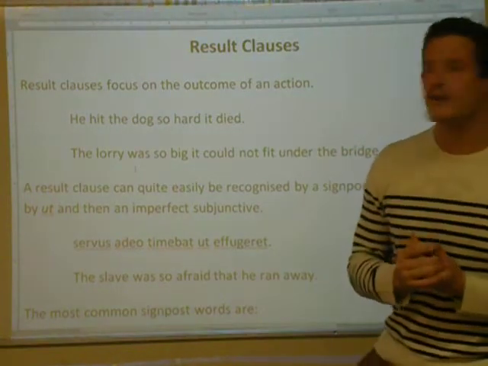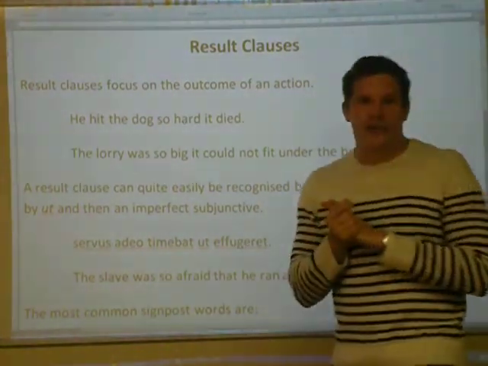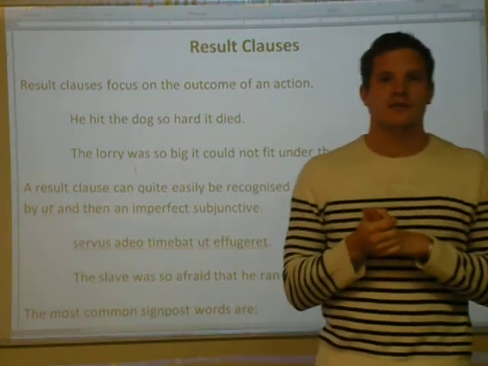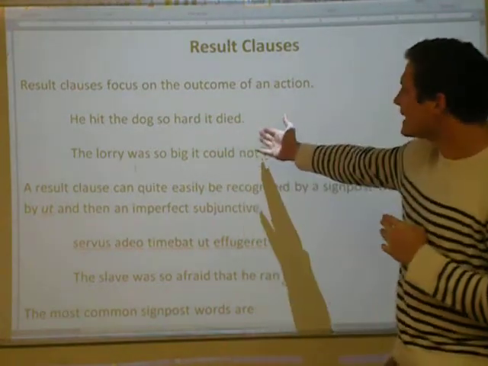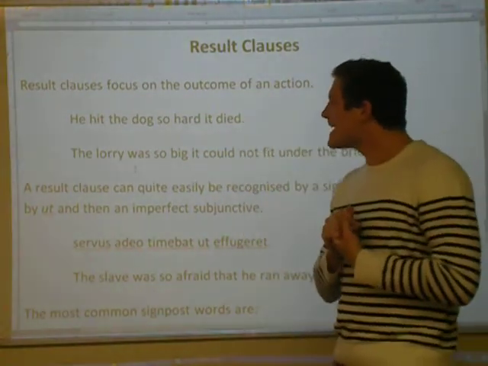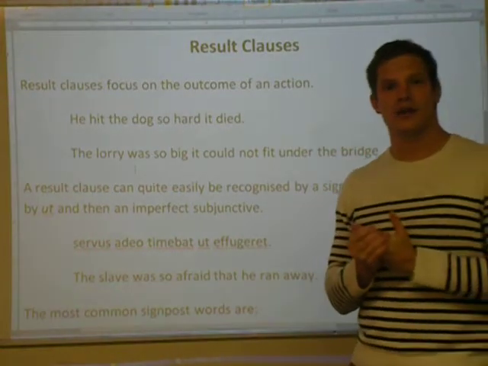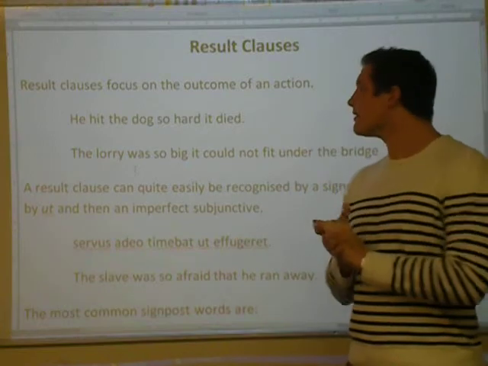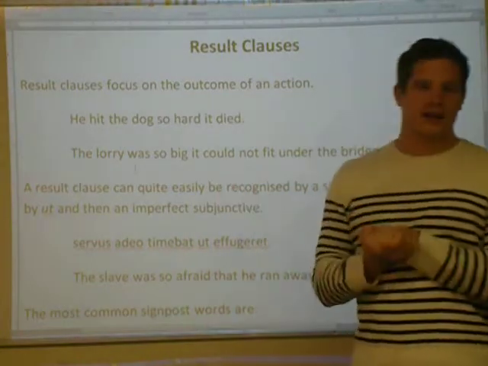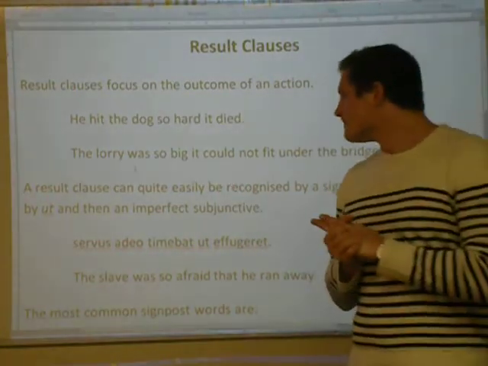Obviously the clue is in the name, that a result clause focuses on the outcome of an action. So if we look at a couple of English examples: he hit the dog so hard that it died, i.e. the result of him hitting the dog so hard was it died. Or the lorry was so big that it could not fit under the bridge.